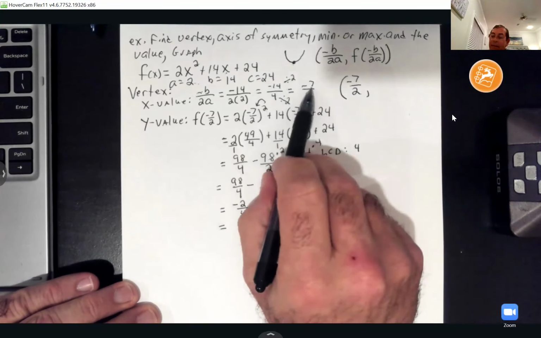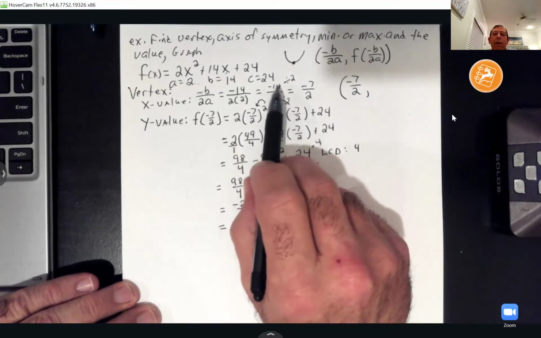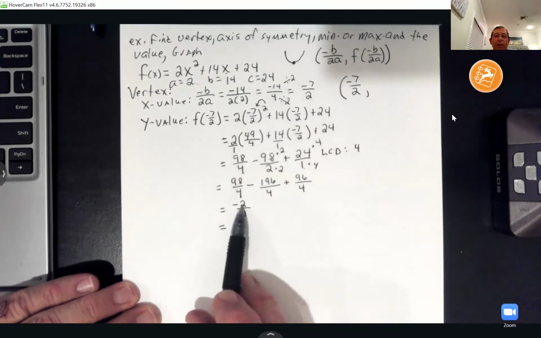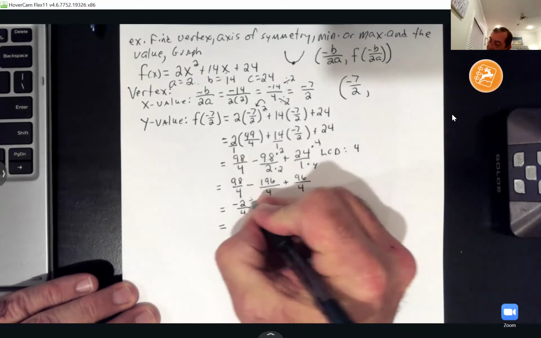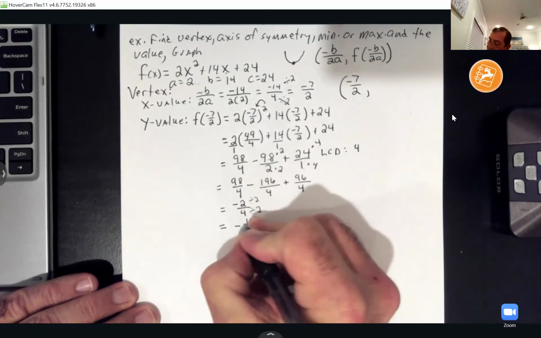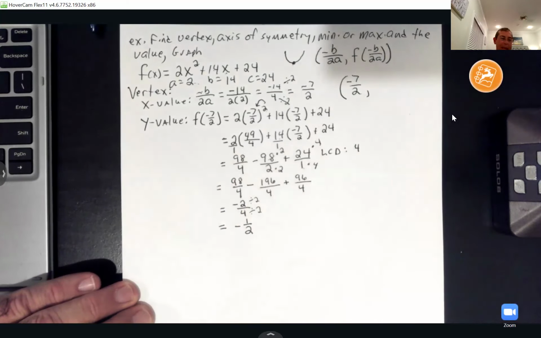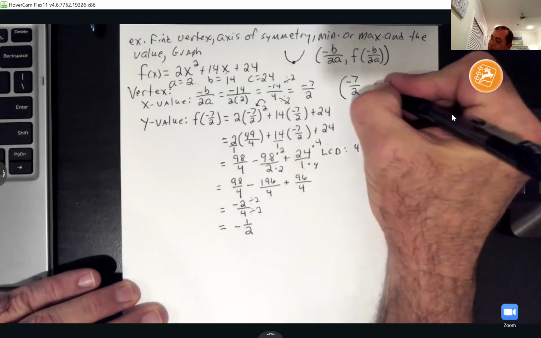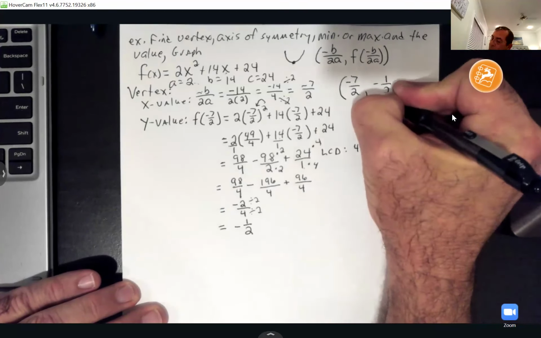Remember up here I had 14 over 4. I divided out the 2's, made that a 7/2. Well, both of these numbers will divide by 2. So that I get a -1/2. So my vertex is a -7/2, -1/2.